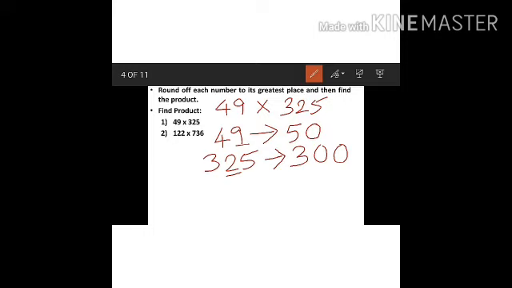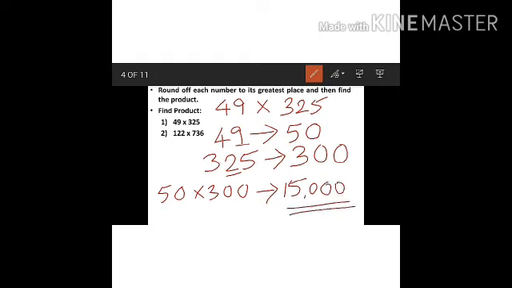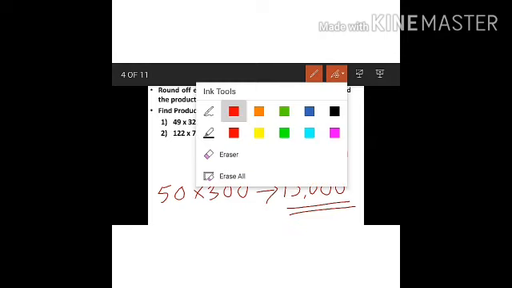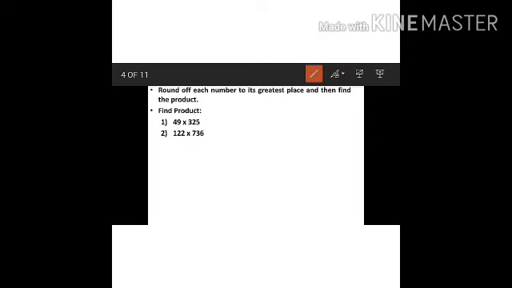Now what we should do? We should just multiply them. 50 into 300. We'll get the answer as 15,000. This is our estimated value. Now we'll do another example.